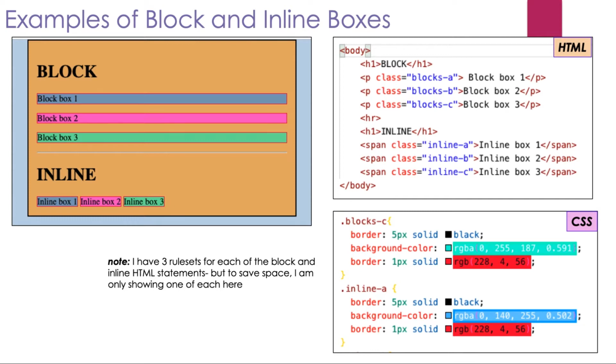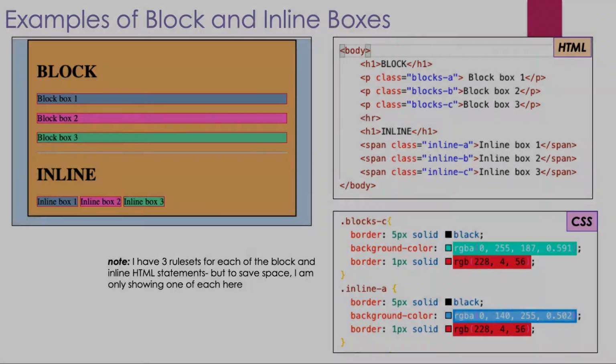And of course, we know that inherently, paragraph tags are by default block, and span tags by default are inline. I wanted to point out as well, for the CSS code on the bottom, I actually have 3 different rule sets for each of the boxes that you see, the 3 blocks and the 3 inlines. So 6 different rule sets. I'm only showing 2 here in the lower right hand corner to be brief. So again, very easy to tell. Blocks kind of follow each other and wrap around and break to the next line as they do here, and inline are kind of like railroad cars that go across.